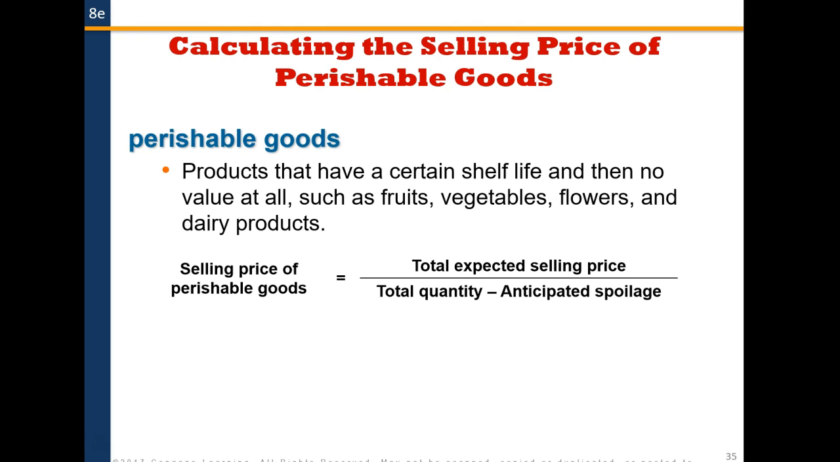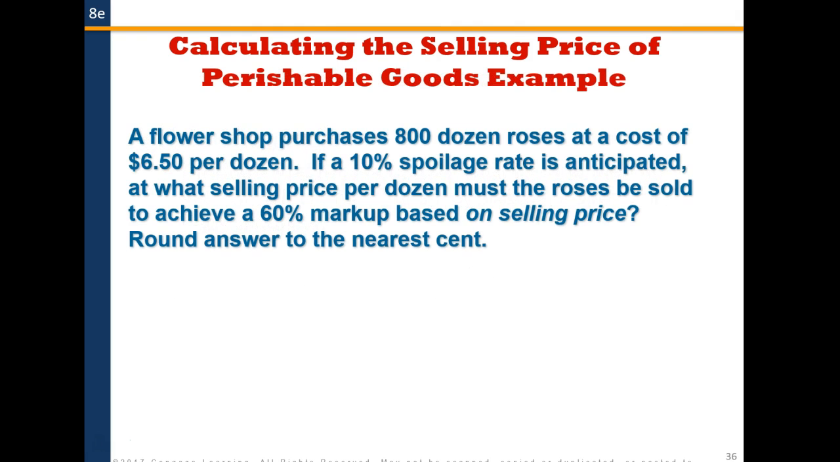So let's just go ahead and do some examples on this so you see what we're talking about. A flower shop purchases 800 dozen roses at a cost of $6.50 per dozen. If a 10% spoilage rate is anticipated, at what selling price per dozen must the roses be sold to achieve a 60% markup based on selling price? Round your answer to the nearest cent. So they're assuming that 10% of the roses that they get in will be damaged and they can't use them.